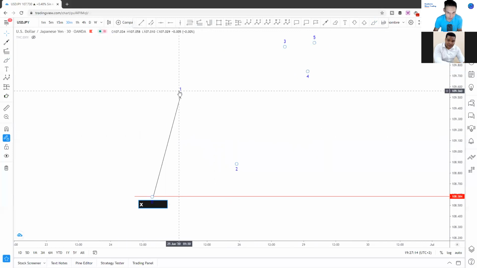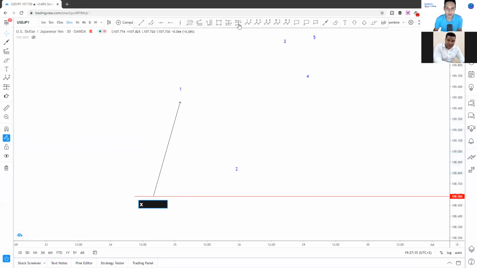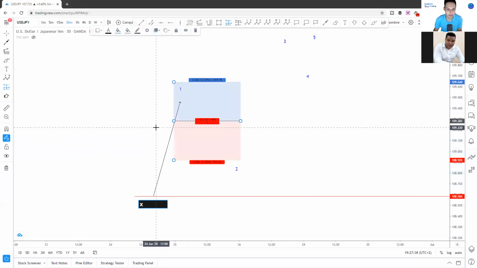Then the first wave is an impulse, okay? We don't want to be going long here. We always want to buy the retracement. This is the first rule, okay? We don't want to be chasing the market here, buying here, and all that. That's emotional trading, impatience trading, because you don't have any risk-reward ratio here.